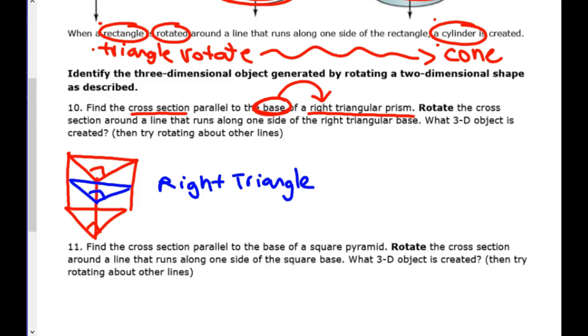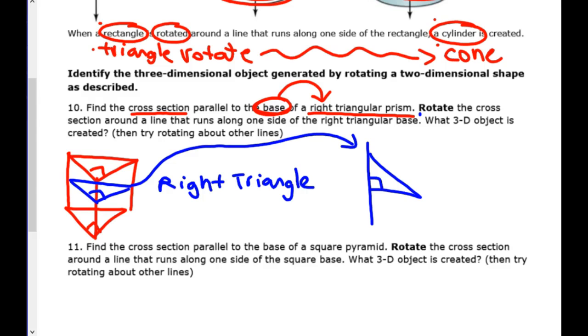Then, what you're going to do is mentally, you're going to take that cross section and you're going to put it on a stick. And, remember the little flag? You're going to do what? The next sentence says, rotate the cross section around a line that runs along one side of the right triangular base. What 3D object is created? Okay, so, check it out. When I rotate the right triangle, what shape do I get?